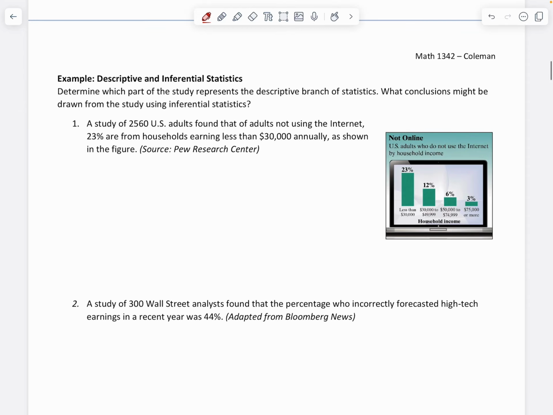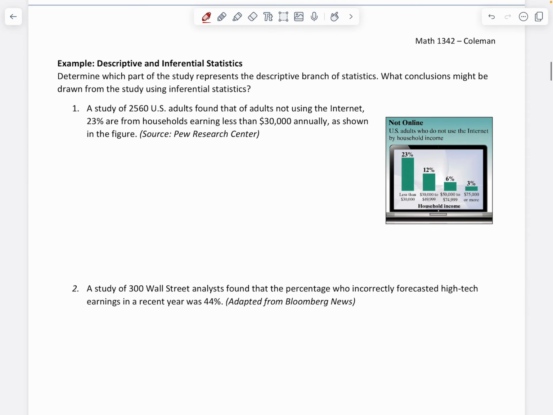All right, so here's another example. Determine which part of the study represents the descriptive branch of statistics and what conclusions you might draw for the inferential part of statistics. It says a study of 2560 U.S. adults found that of adults not using the internet, 23% are from households earning less than 30% annually, as shown in the figure to the right.